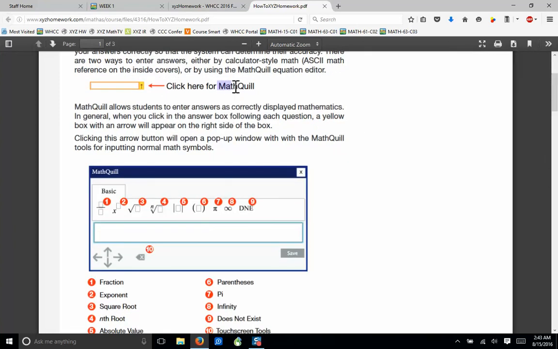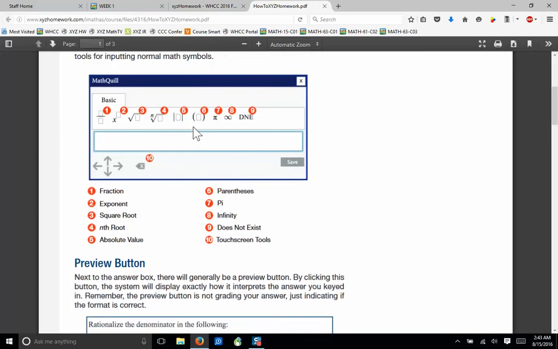So if you don't want to learn the math language and how to put stuff in, you click on this little sort of rectangle with an up arrow next to your answer. Now it doesn't appear all the time. It only appears if you have more complicated answers to give. So if you just need to put in a 3, it's really not going to give you that math quill. But if you need to put anything other than that, it's going to be available here.